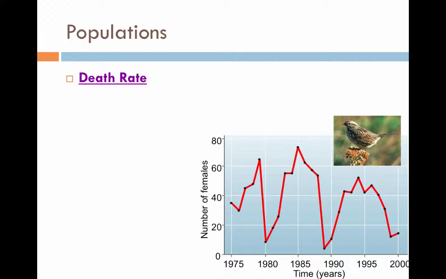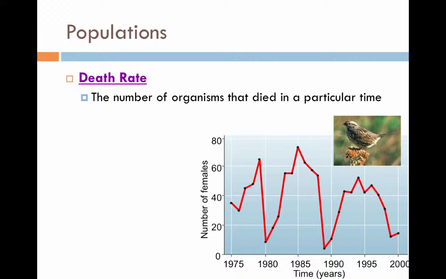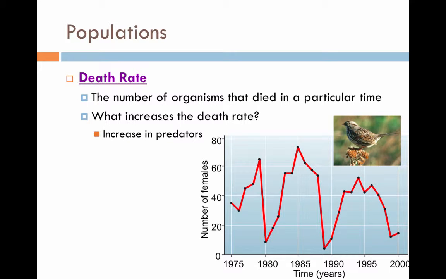Sometimes organisms in a population die, and this is called the death rate, the number of organisms that died in a particular time. Notice between 1985 and maybe 1987, do you see how the population of birds has drastically decreased? That must mean that the death rate increased. There was a lot of birds dying, therefore there was a high death rate. What could have increased this death rate? Well, maybe the number of predators. If the number of predators increased, then more birds would die, therefore a higher death rate.